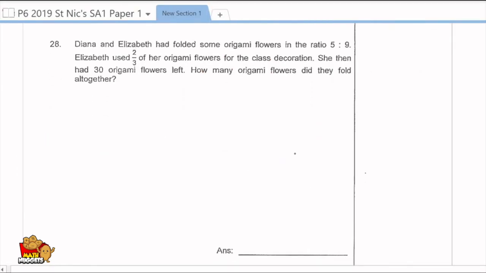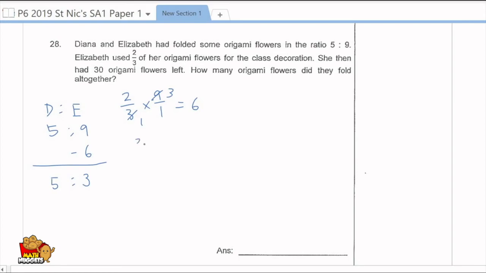28. Ratio. Let me write down the ratio. We have Diana and Elizabeth, and the ratio is 5 to 9. Elizabeth used 2/3 of her origami flowers. So let's find out what 2/3 of 9 is. 6 units. So Elizabeth used 6 units. And she then had 30 origami flowers left.